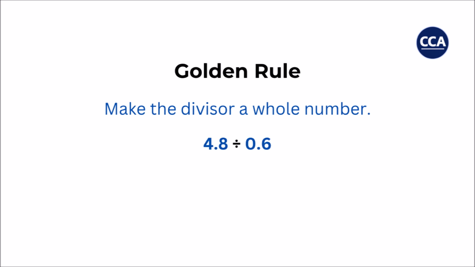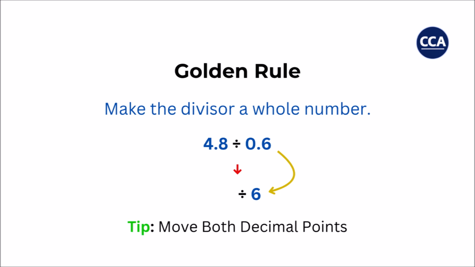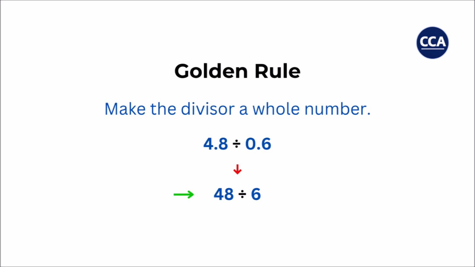Let's divide 4.8 by 0.6. The divisor is 0.6. Since it is not a whole number, we need to change it. Move the decimal point in the divisor one place to the right to make it a whole number, 6. But remember, whatever we do to the divisor, we must also do to the dividend. So, 4.8 becomes 48. Now we simply solve 48 divided by 6. 48 divided by 6 equals 8. So, 4.8 divided by 0.6 equals 8.